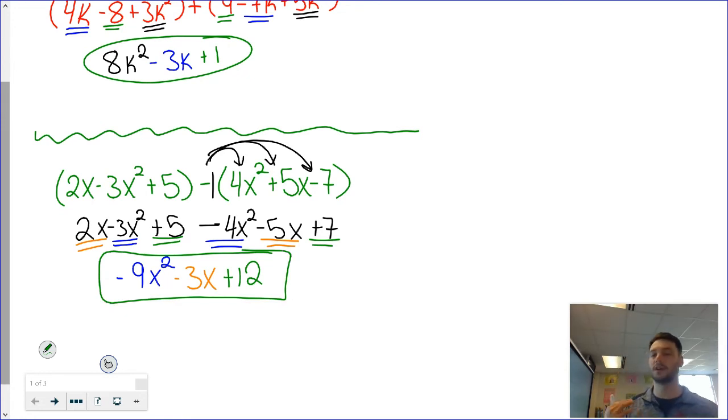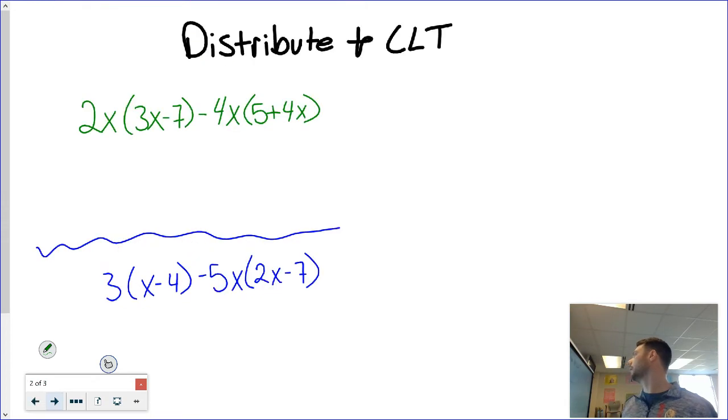12. So when you are subtracting, the biggest difference is making sure that you distribute that negative in, and then we're just combining like terms afterward. Cool. Okay. We also are going to need to distribute and then combine like terms.